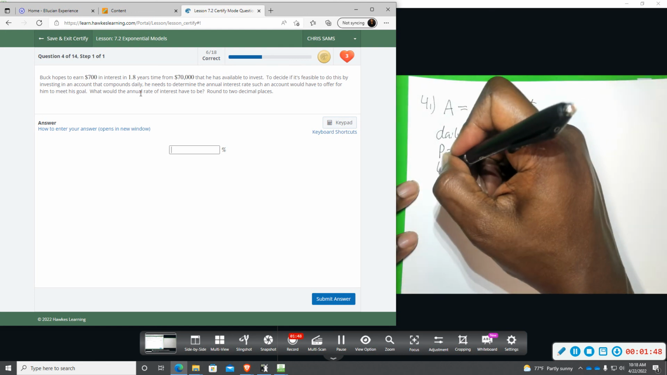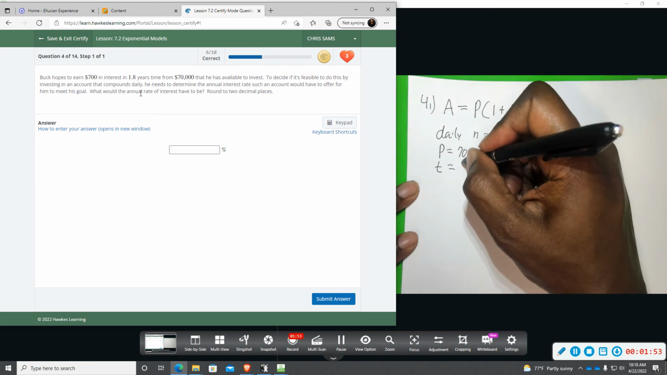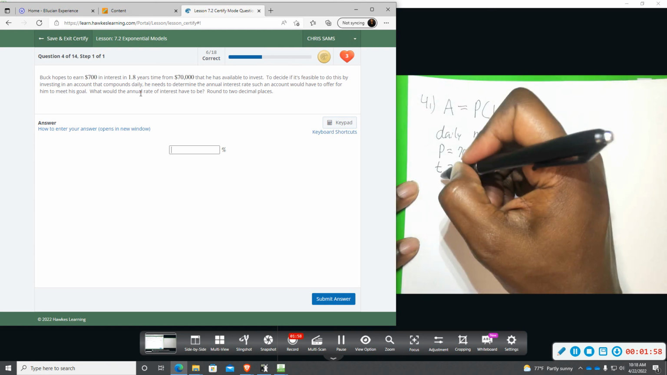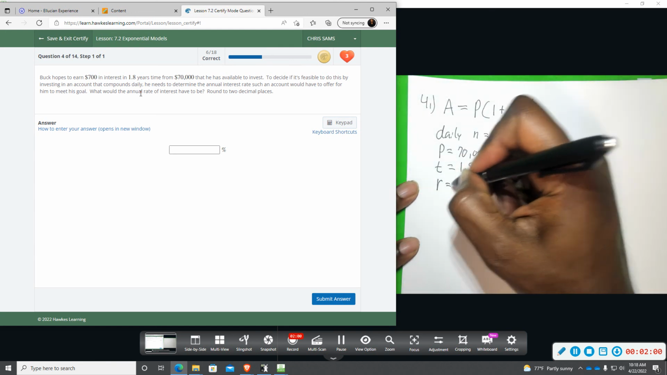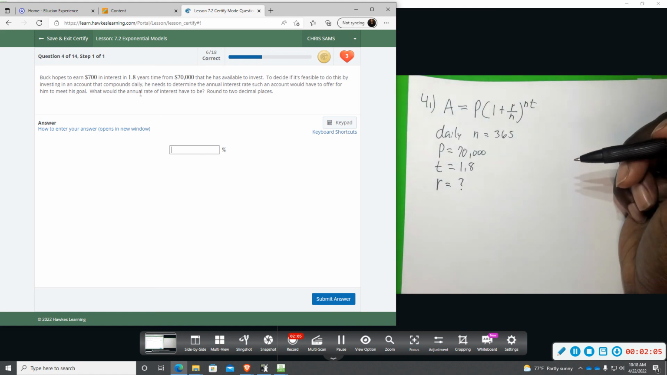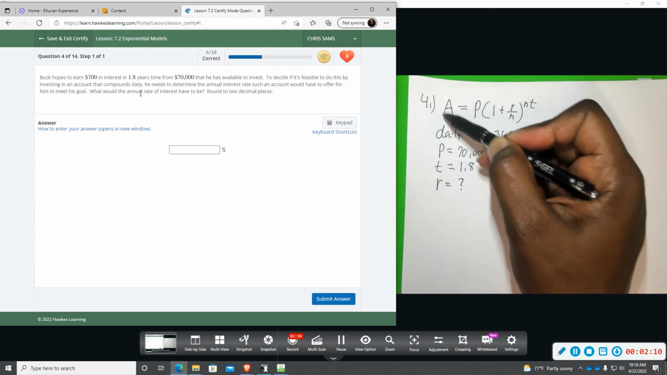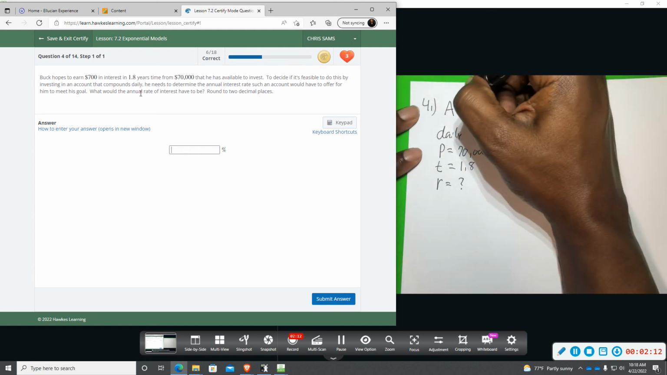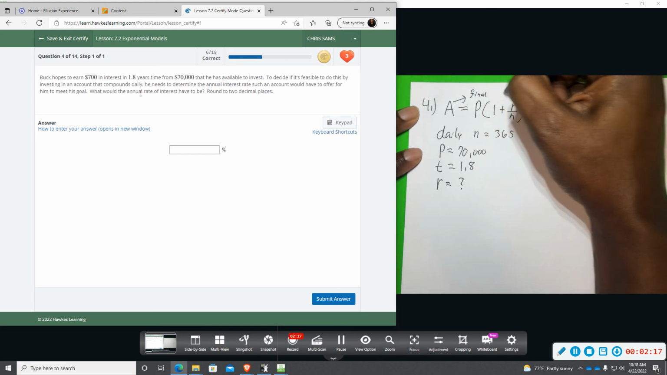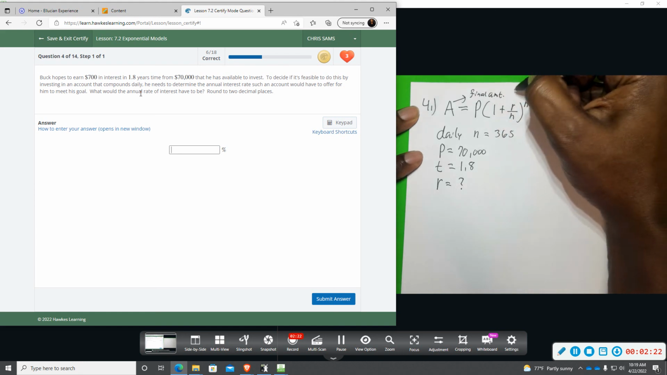T, time in years, they gave us that, which is 1.8. Now, usually they give you r, which they didn't this time. That's what we're looking for. We're looking for r. And then we're told that he wants to earn 700. So don't put that 700 here. This is the final amount. This is what you end up with.